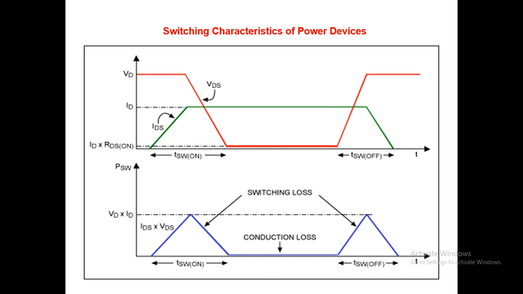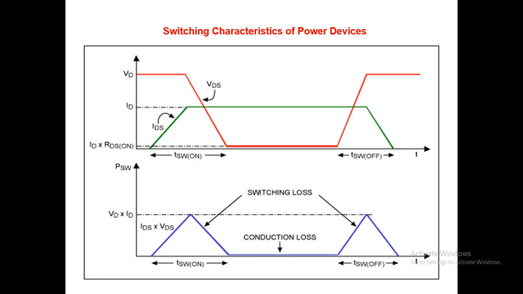So during the process of turning on and turning off the device, for a certain period of time both the parameters will be existing at higher value. At that condition some losses will occur. Those losses are considered as switching losses, and the losses occurring during the conduction period are called conduction losses. So this is the overall, general graph for the switching characteristics.